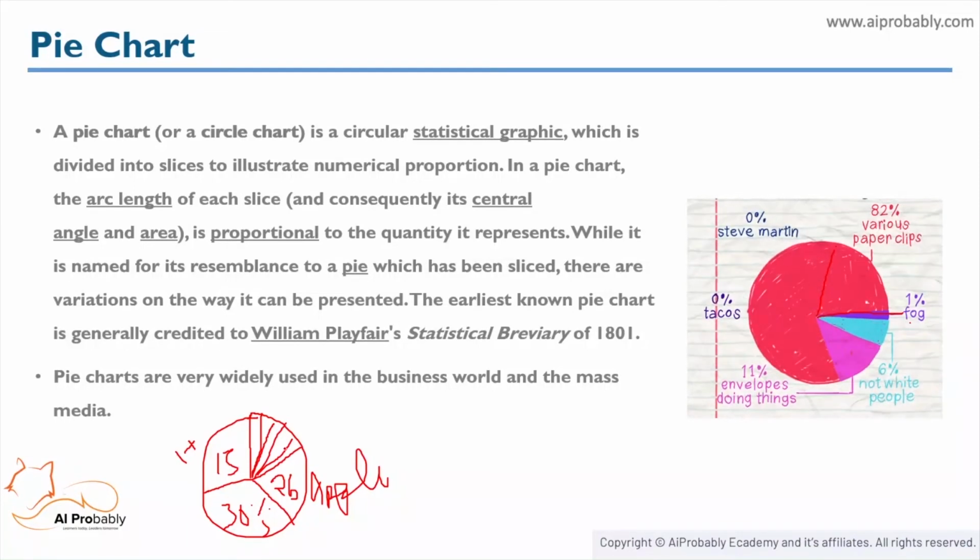So like this, we can always divide the quantity, based on the quantity we can divide the categorical data or the qualitative variables into the pie chart. So in a pie chart, the arc length of each slice, and consequently its central angle and the area, is proportional to the quantity it represents.